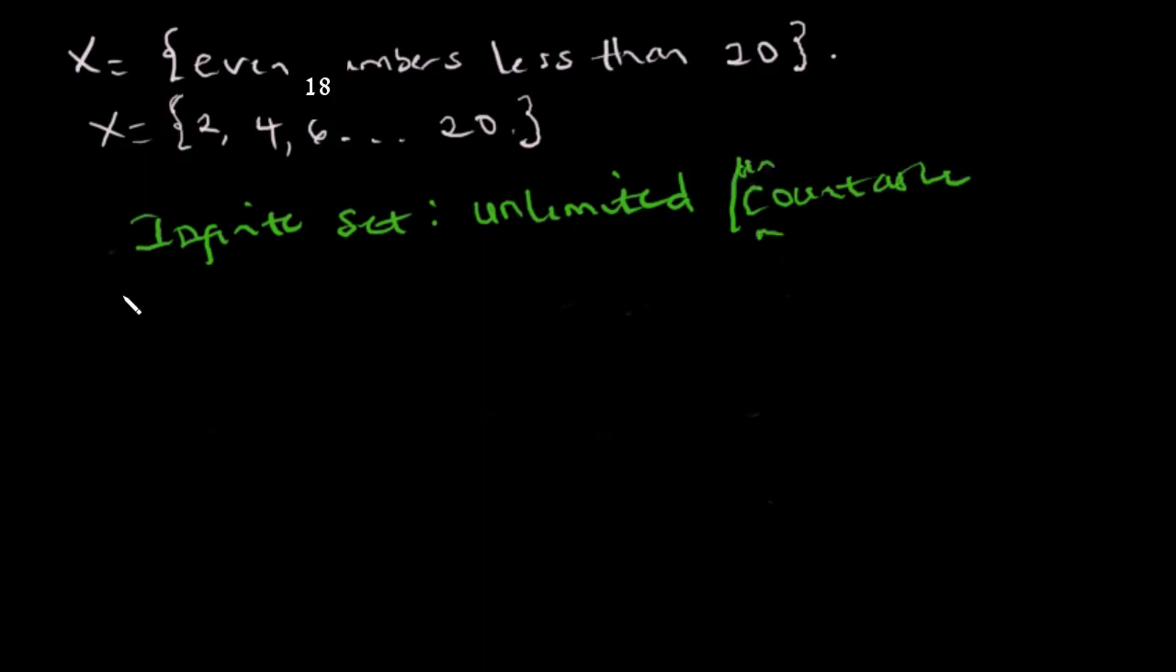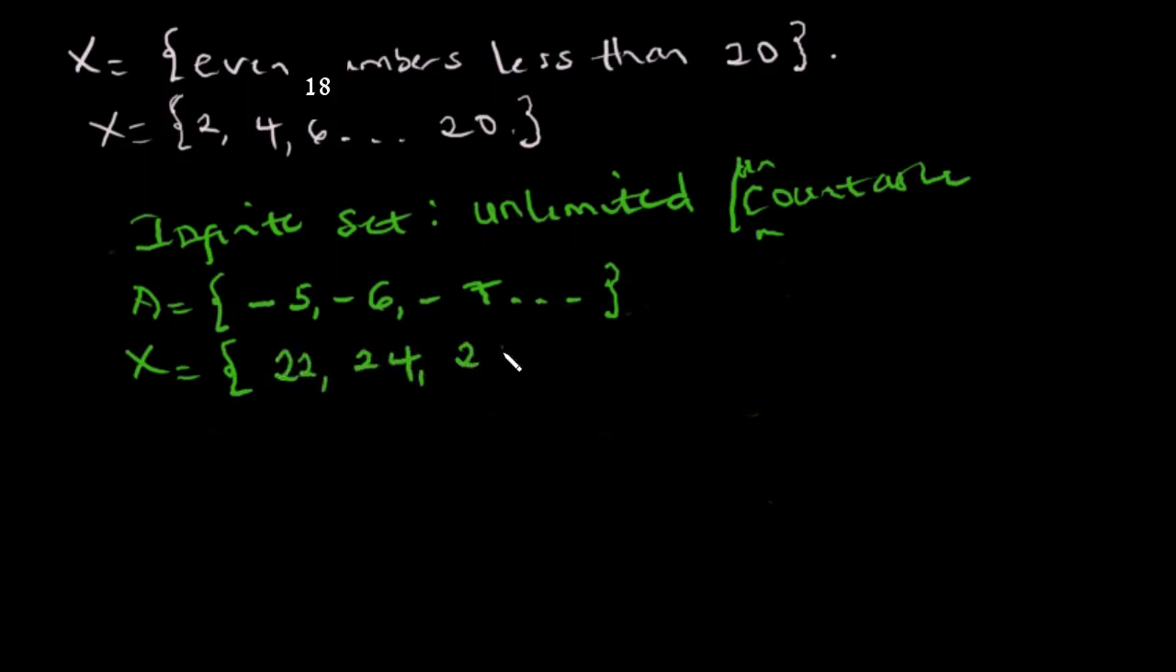So let's say examples. Let's say set A, we have negative integers less than -4. That will start from -5. We have -6, -7, and the list is continuous, it is unlimited. So we end that with an ellipsis. That's for an infinite set. So we have another set X, which is even numbers greater than 20. Even numbers greater than 20 start from 22, 24, 26, and it also goes on and on and on.